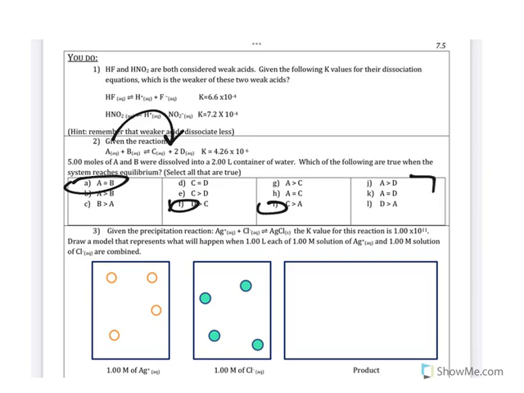And then lastly, we're comparing A to D. That's going to be the exact same scenario. I don't even care about the coefficients here. Almost every single bit of this A has disappeared. So A is going to be less than D, or D is going to be greater than A.